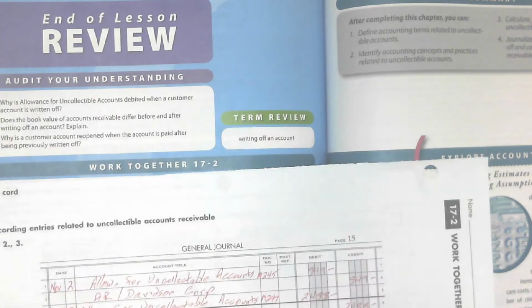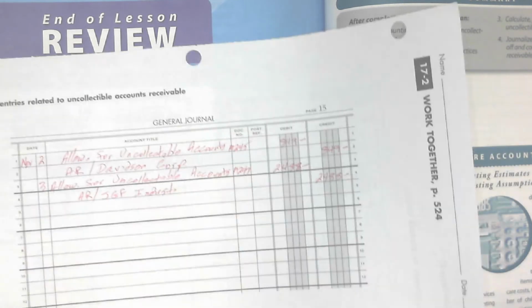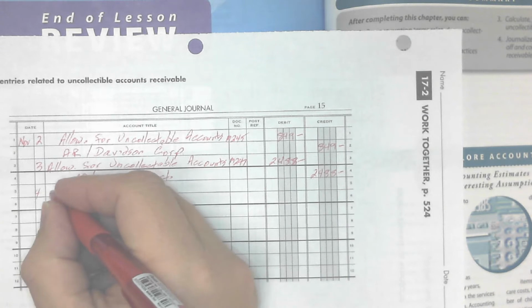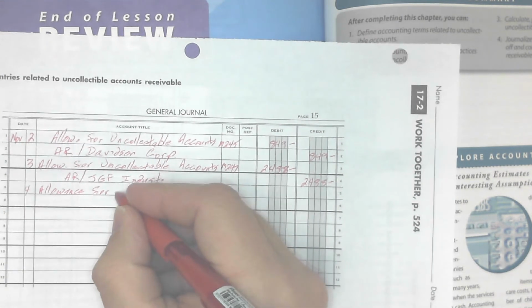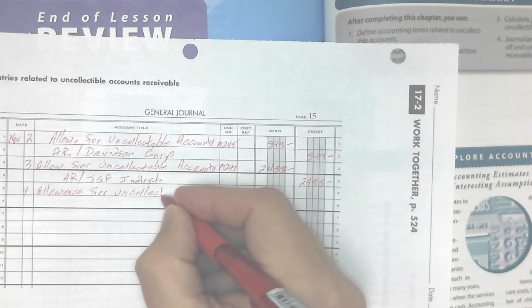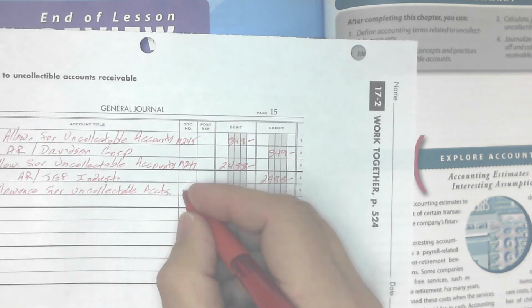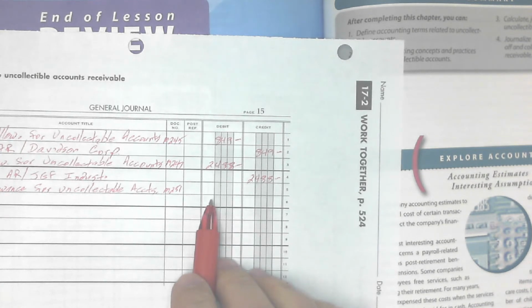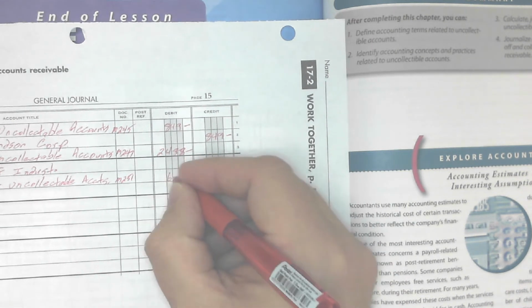And then with our next one, we've got another write-off for Sansing Company's past due account, 609. So we're just going to, once again, repeat the steps here. It's on the 4th. Allowance for uncollectible accounts, abbreviate that. M251. And then the amount was $609. So that's going to go here in our debit column.